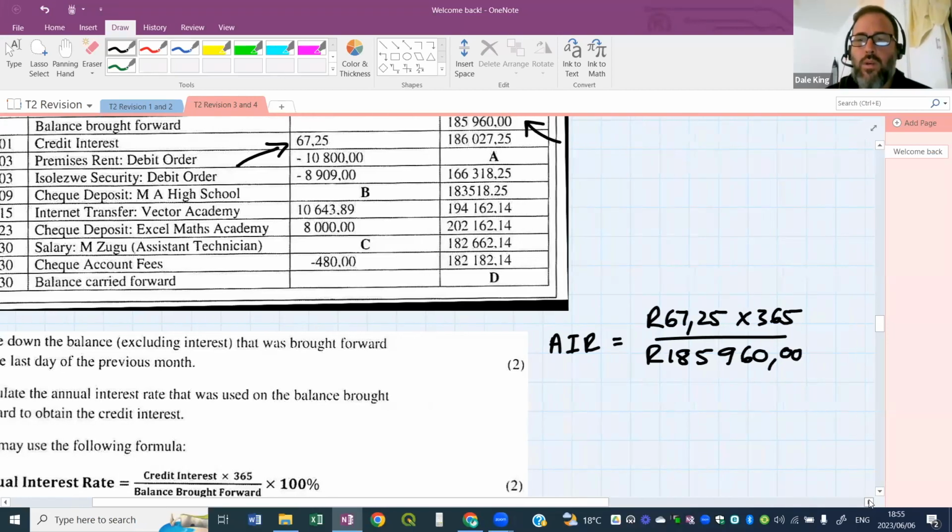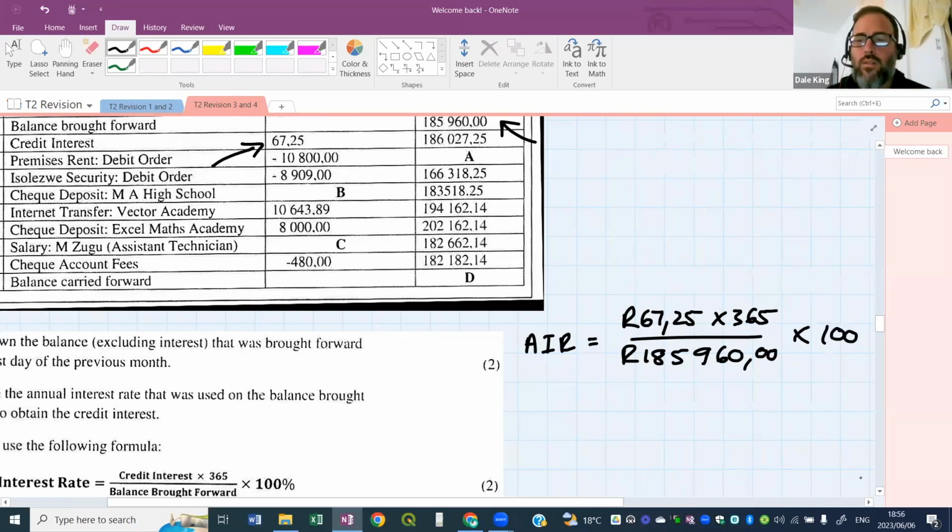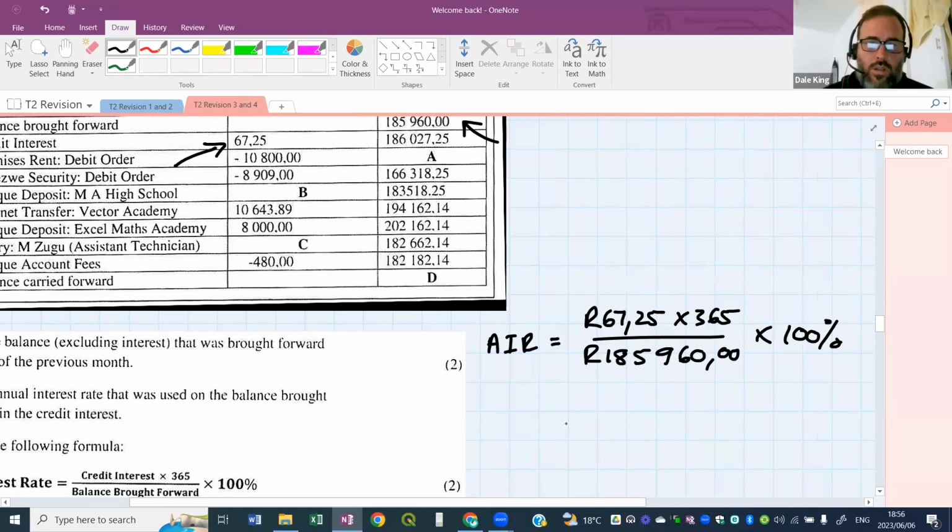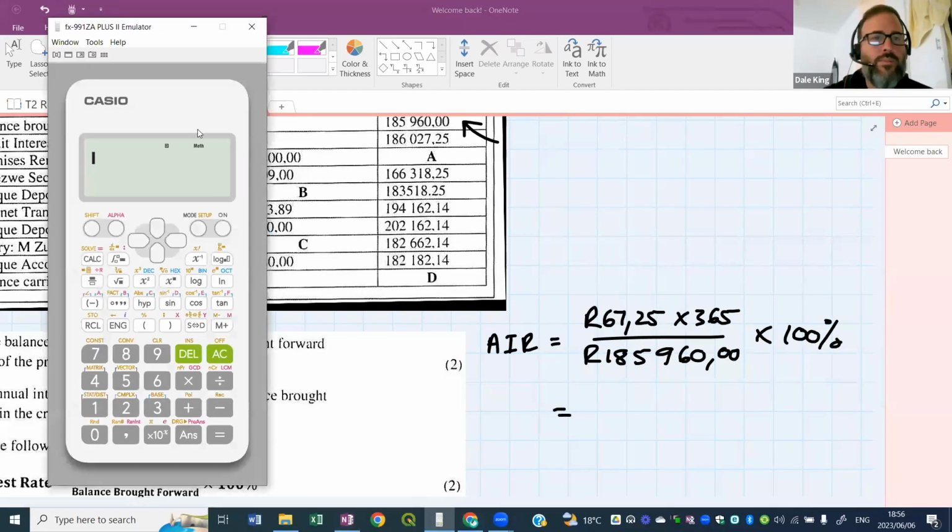Then we've got to multiply this by 100%. Now, I'm going to do this, and then I'm going to talk to you very quickly about something. So let's just put this all into the calculator. Times 365, divided by 185,960, and then I multiply by 100. Now, look at my screen, and look at the formula that they gave me. What is different? Quickly, someone tell me, what can you notice is different between what's on my screen and the formula that they gave me? Yes, Akila, good job. What do you guys notice is different?